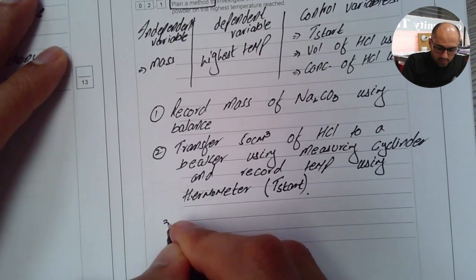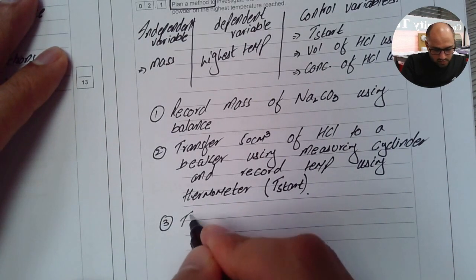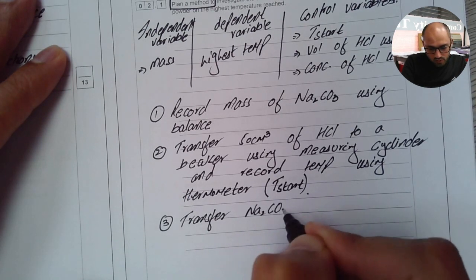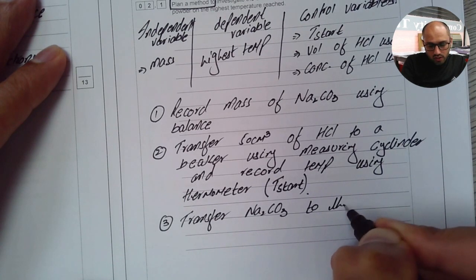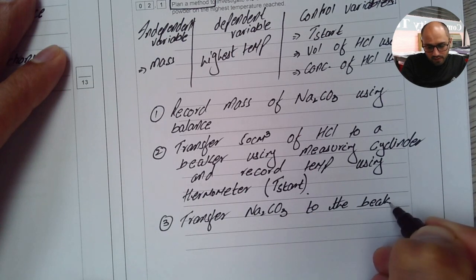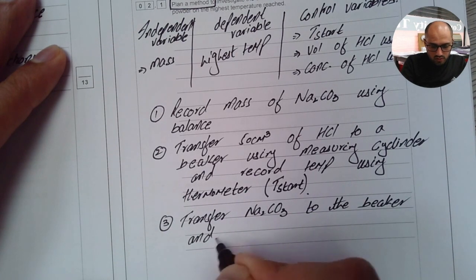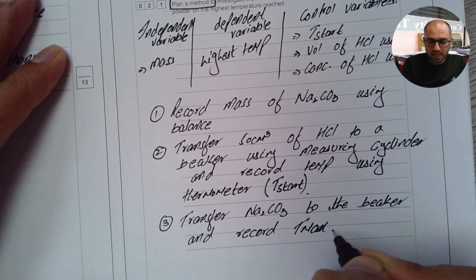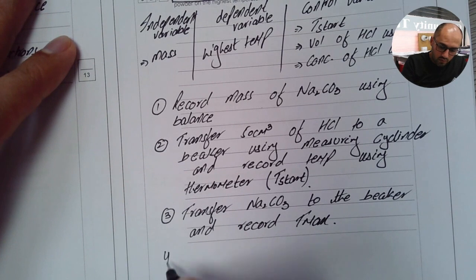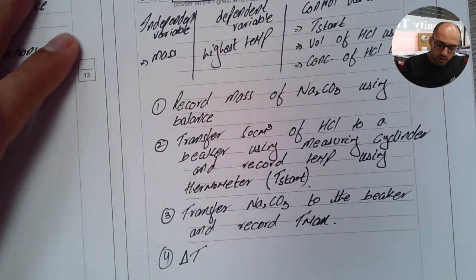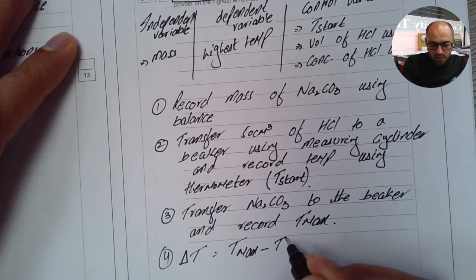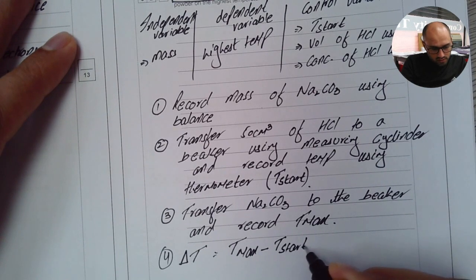And then I can say transfer Na2CO3 to the beaker and record T max. I can say number 4, to find delta T, which is change in temperature, we will do T max, take away T start.